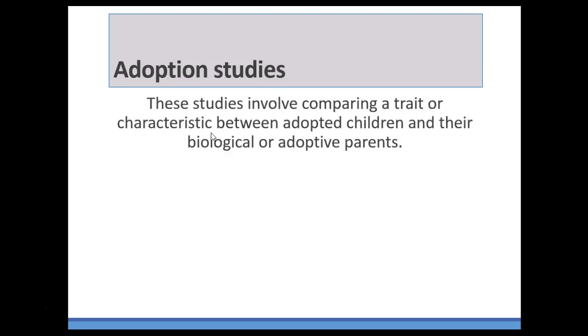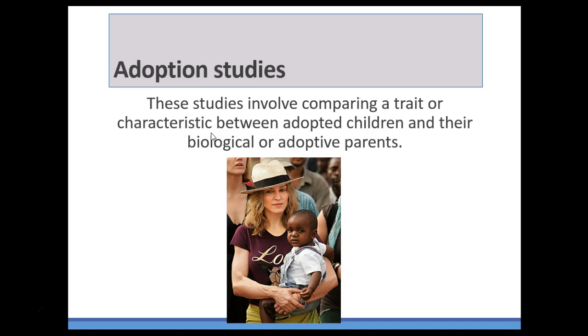Adoption studies. These studies involve comparing a trait or characteristic between adopted children and their biological or adoptive parents. So, for example, if a child has been adopted and they develop depression, we would look to see whether the adoptive parents have had depression and whether the biological parents have had depression, and see whether there were any similarities. This would help us understand whether it was the environment or the genetics.